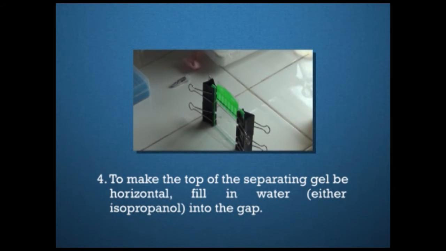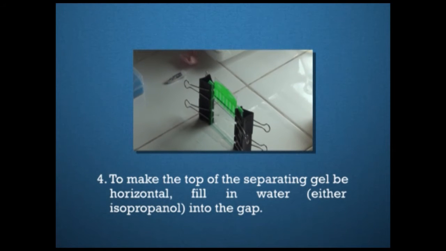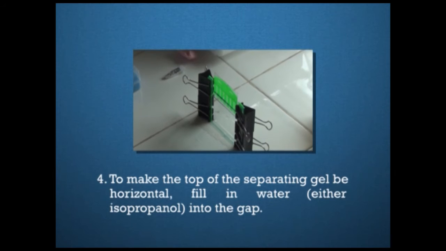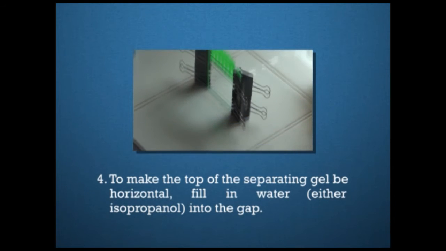Fourth, to make the top of the separating gel horizontal, fill in water or isopropanol into the gap. In the next step, wait for 20 to 30 minutes to get it to gel. Next, preparation of stacking gel.